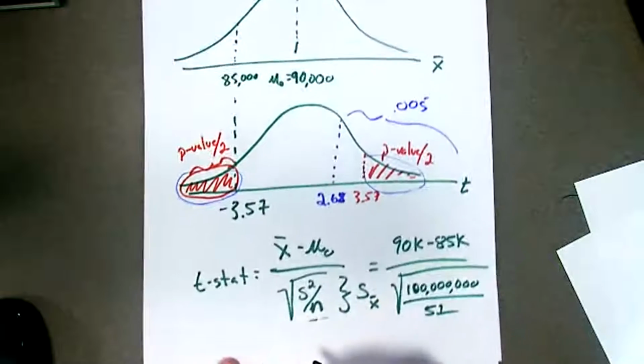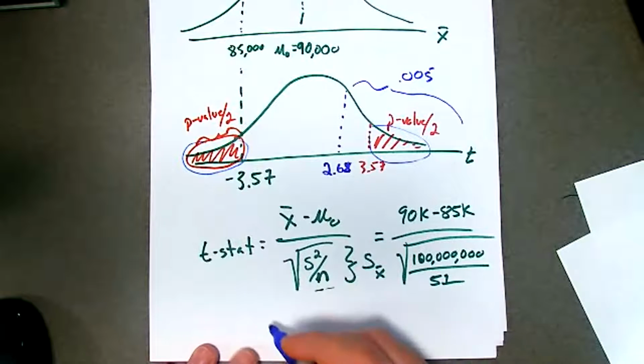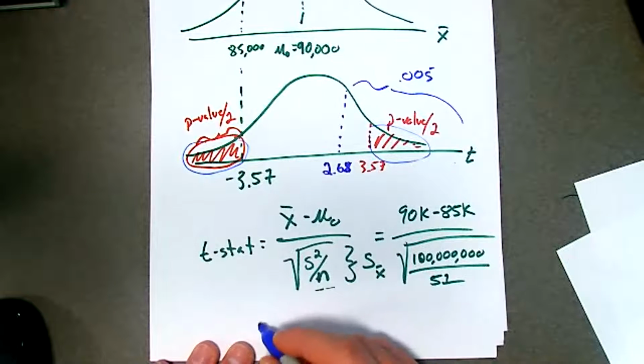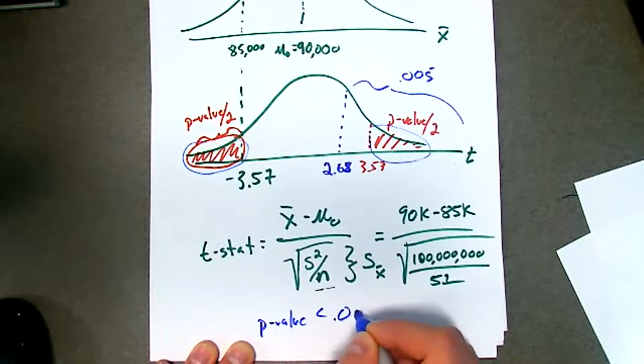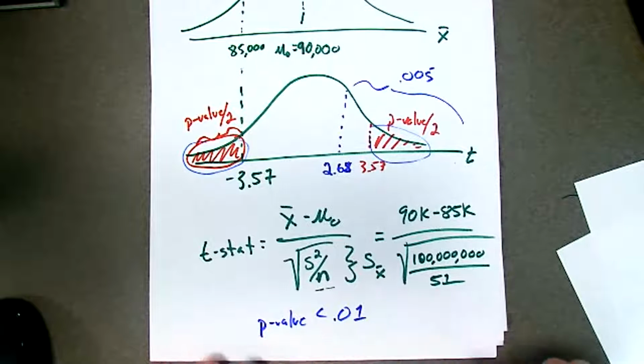So the total area, if each tail is less than 0.005, if I add those together, I can say that the p-value is less than 0.005 plus 0.005, which is 0.01, right? But that's all I can say. I can only put bounds on my p-values. So that's why on this exam, we can find, bound our p-value and still use that. And we'll do some more hypothesis testing after the exam.